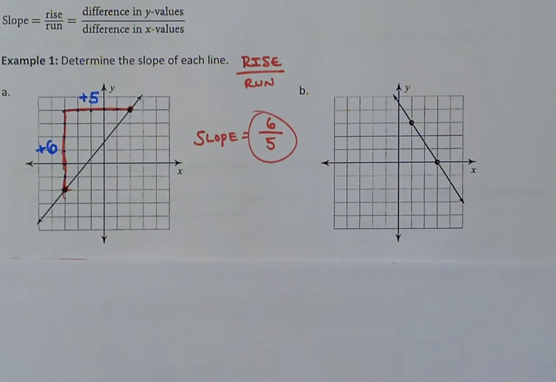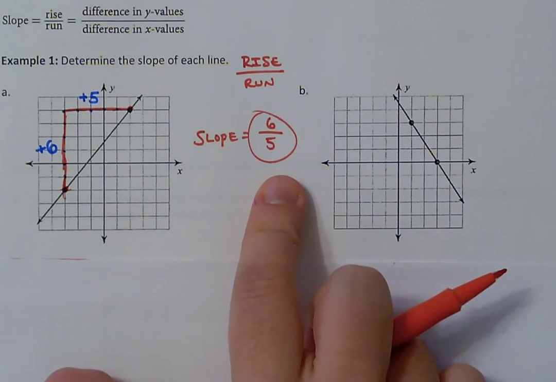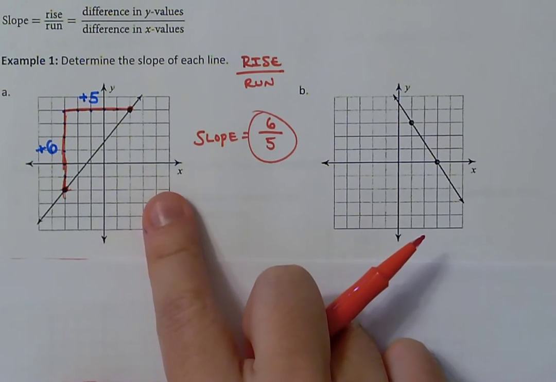Now, we're not going to worry about decimals on this. We're not going to worry about compound fractions or proper fractions. An improper fraction is fine. It may ask you to simplify it if you can, but 6/5 is my slope for part A.